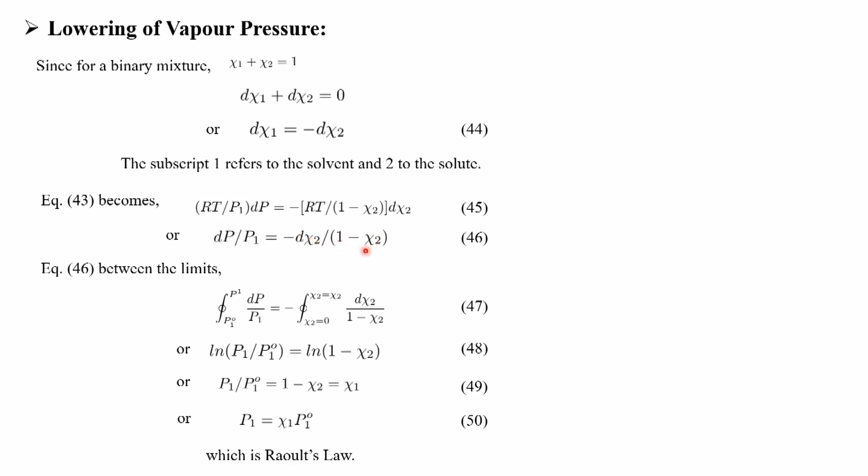Now for equation 46, if we consider the limits, when x2 is 0, there is no solute, so the pressure will become P1 naught, and when the mole fraction is x2, the pressure is P1. So we get ln P1 by P1 naught is ln of 1 minus x2. So P1 by P1 naught gives you 1 minus x2, or x1, or P1 gives you x1 times P1 naught. So this is Raoult's law, which we already discussed.